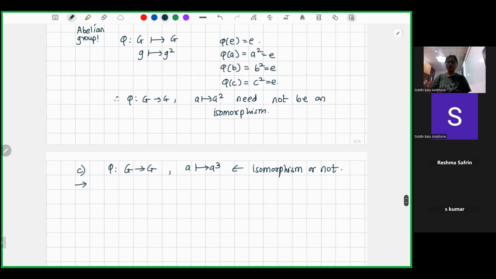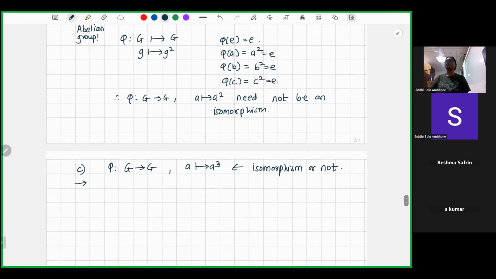So you just have to choose a group which has elements of order 3. The moment I have that element, when I raise it to power 3, or multiply it 3 times or add 3 times, it will give me an identity element and it will no longer be an injective map. And that will give me that it's not a group isomorphism. Okay, so any group which has elements of order 3.